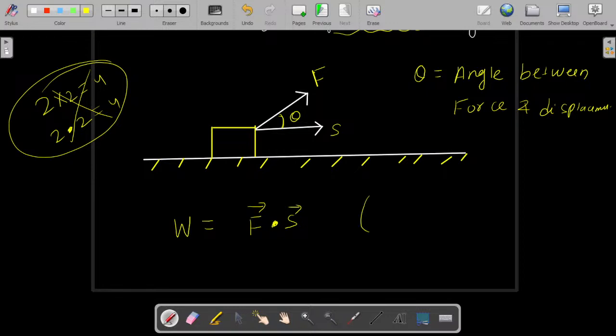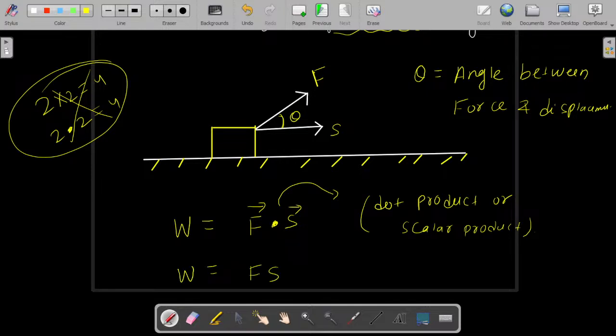This is the dot product. It is also called the scalar product. You write down, this is the dot product or scalar product. Okay, so the formula of the dot product is F S, and you have to multiply one more term that is called cos theta. This is a trigonometrical term.